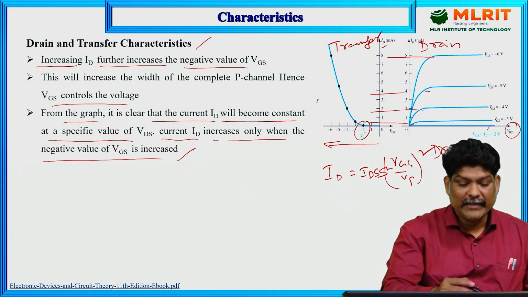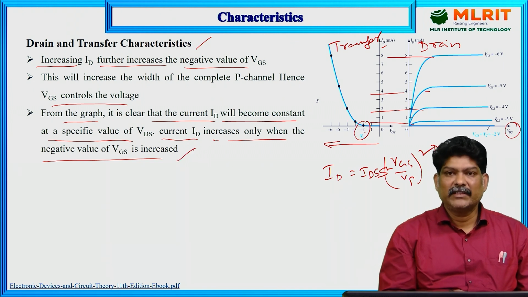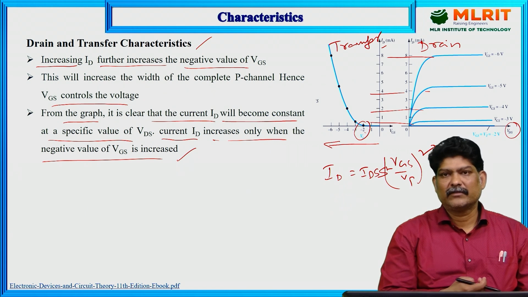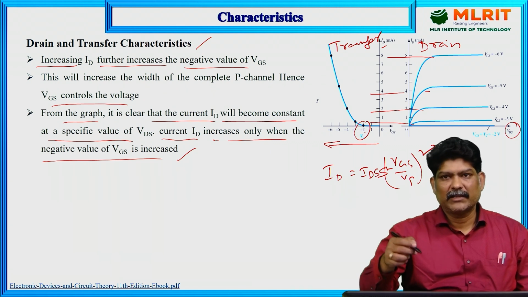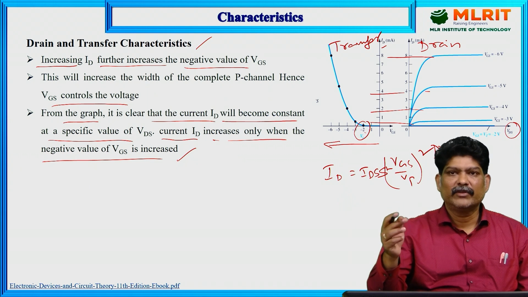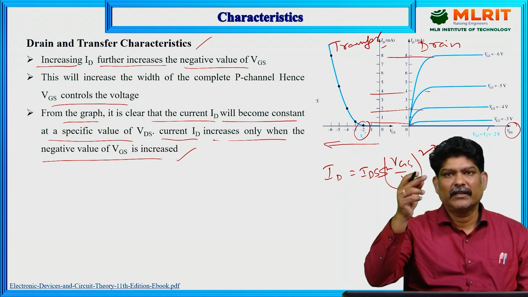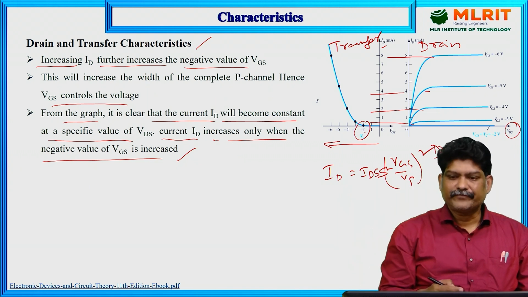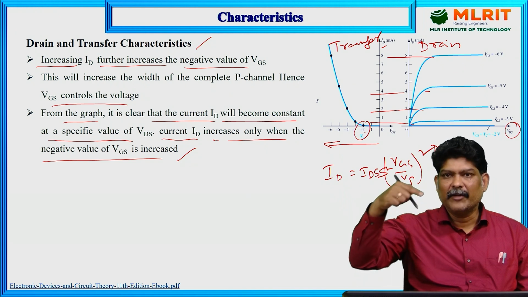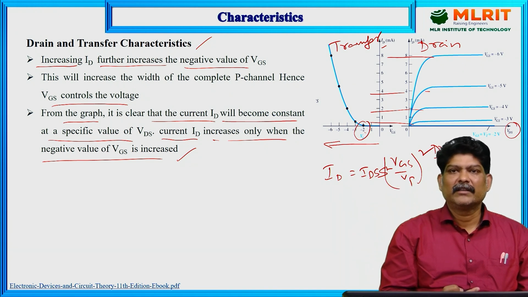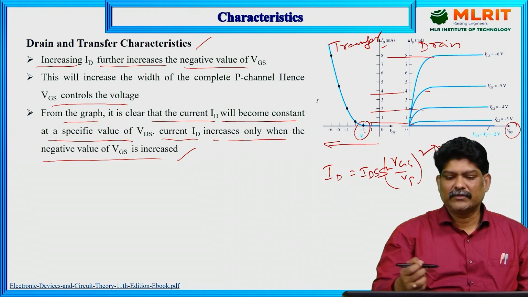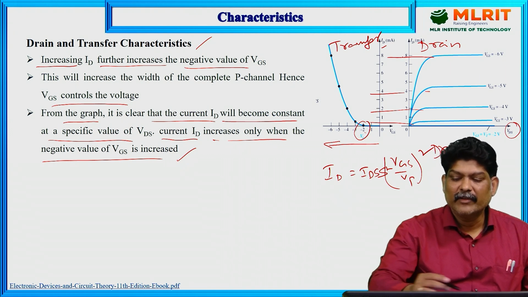So when the negative value of VGS, the gate to source voltage, increases, obviously from a particular threshold voltage the drain current ID increases. If you increase further, VGS also increases, and at a particular threshold voltage the drain current goes to saturation. After that your current will be constant.